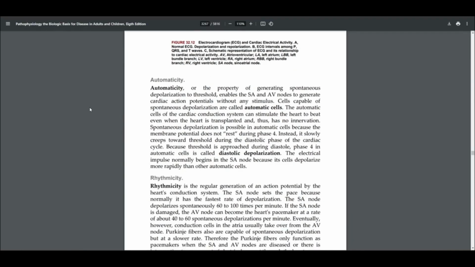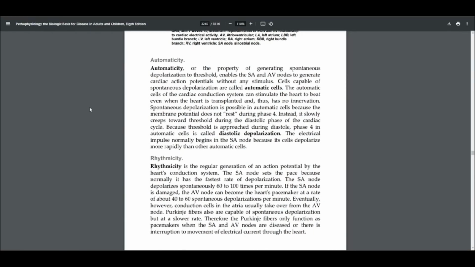So we do have a couple fun words here. The automaticity, or the property of generating spontaneous depolarization to threshold, enables the SA and AV nodes to generate cardiac action potentials without any stimulus. Cells capable of spontaneous depolarization are called automatic cells. The automatic cells of the cardiac conductive system can stimulate the heart to beat even when the heart is transplanted and, thus, has no innervation.